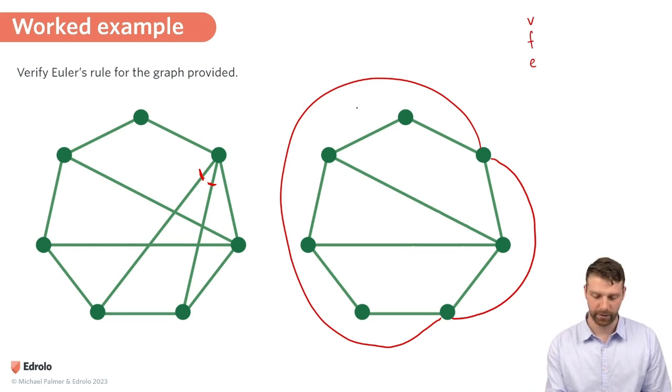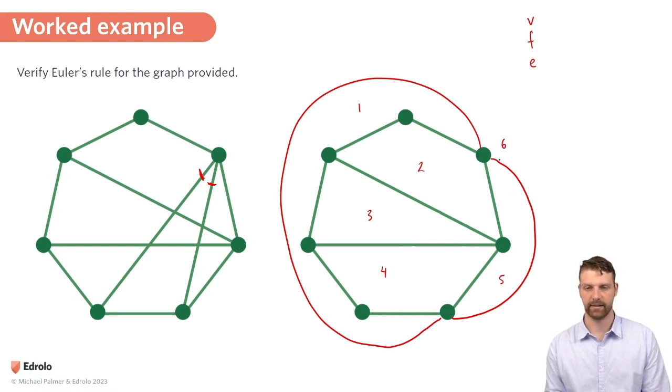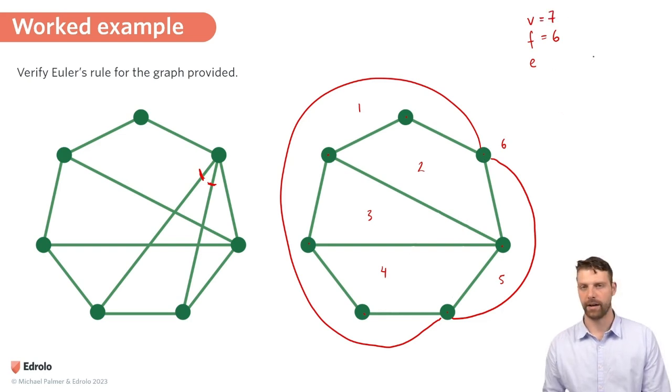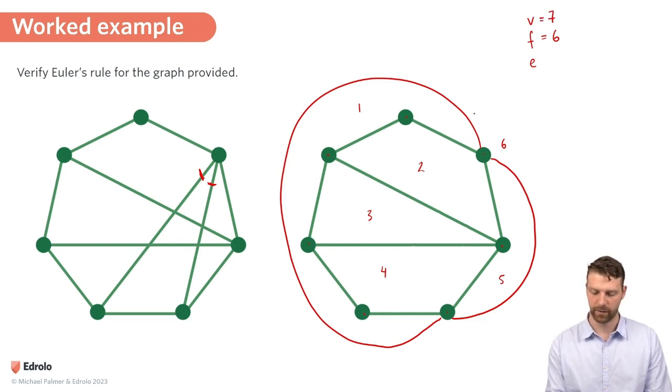Let's count the faces. I think we've got 1, 2, 3, 4, 5, and one outside makes 6. So we've got 6 faces. If I count the vertices, that's 1, 2, 3, 4, 5, 6, 7 vertices. And the number of edges, easy to count now. I think we've got 1, 2, 3, 4, 5, 6, 7, 8, 9, 10, 11 edges.